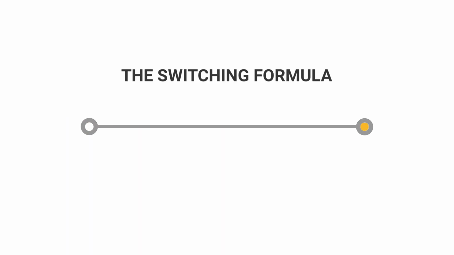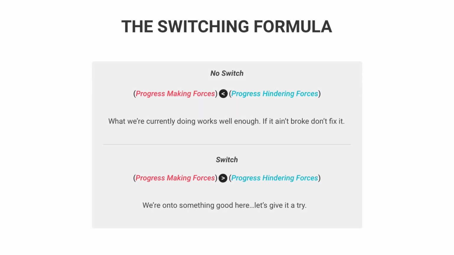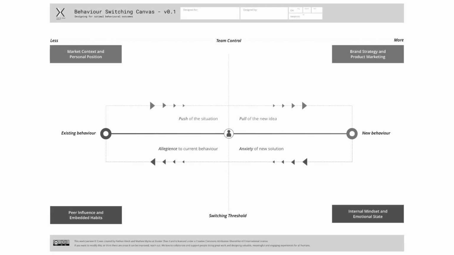The switching formula builds upon a body of research from the social sciences. The formula was first introduced by the Rewired Group and was primarily used to help companies better understand what influences consumer product switching decisions, so that they could better design those switching moments in favor of the organization. Now, we've built upon this formula to develop the switching canvas.